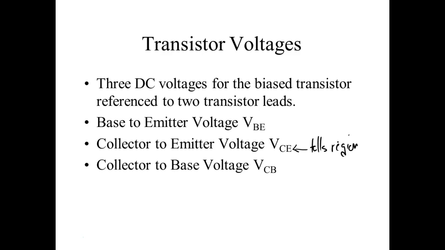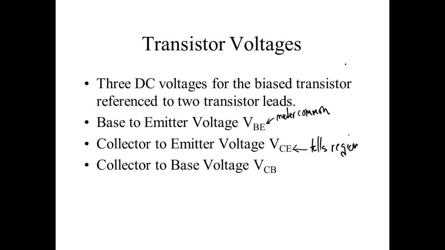So VBE means we're going to measure this, and the emitter is going to be common. The one on the right, this is your common right here, meter common. So on an NPN transistor, this would be positive. On a PNP transistor, this would be negative, right? You understand that? Because the base has to be negative with respect to the emitter.